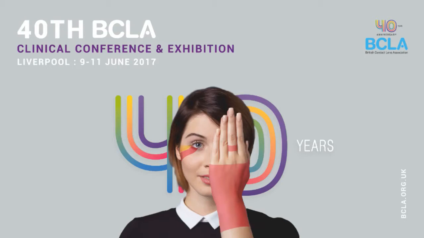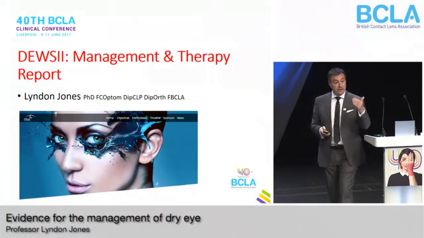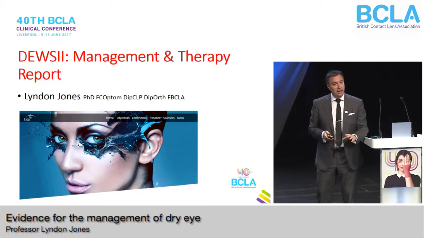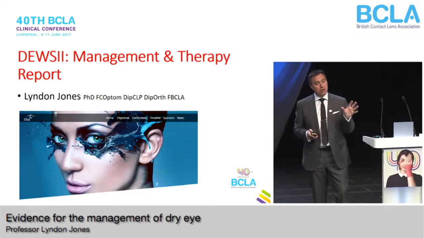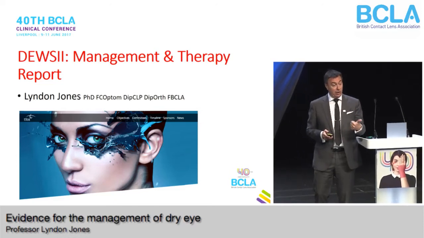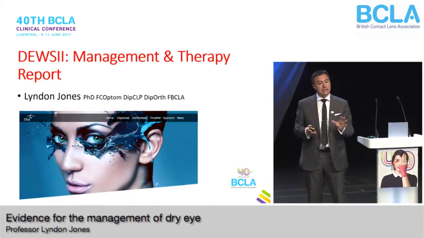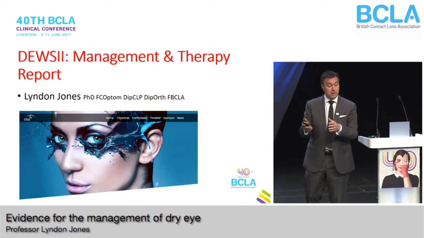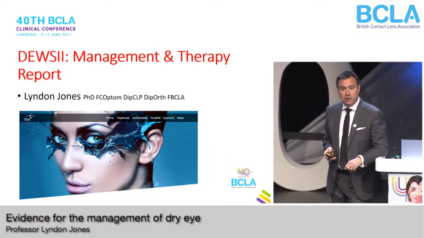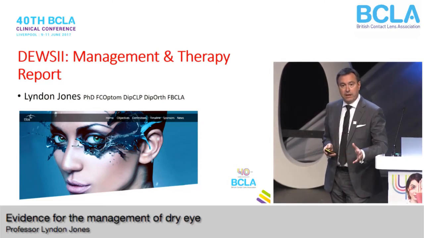So having gone through the definition, the basic diagnosis of the different types of dry eye that may be available, we've gone through that diagnostic process. At this stage, you should have some idea of, A, whether the patient has a dry eye or not, and then secondly, the relative composition of that dry eye in terms of evaporative versus aqueous deficient. How do you then manage it? That was really the role of the management and therapy report.